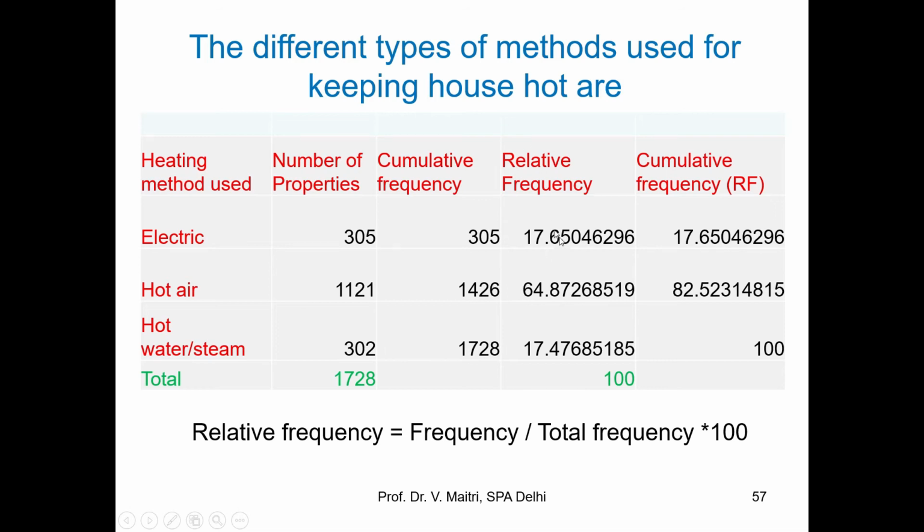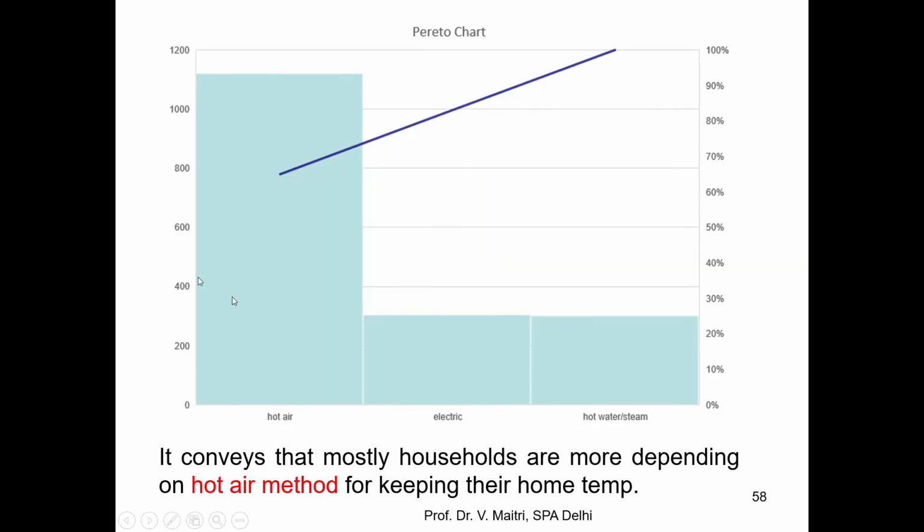Relative frequency is nothing but frequency divided by total frequency multiplied by 100. So how do you obtain this value? What is the frequency? 305. 305 divided by 1728 and multiplied by 100 comes to 17.65. This value is 1121 divided by 1728 multiplied by 100, 64.87, and similarly 17.4785. Similarly we are also computing the cumulative frequency of relative frequency, that we use for plotting purposes. So just see, these are the values: hot air, electric, and hot water, steam. So you see 1100 something houses are there, that we are presenting.